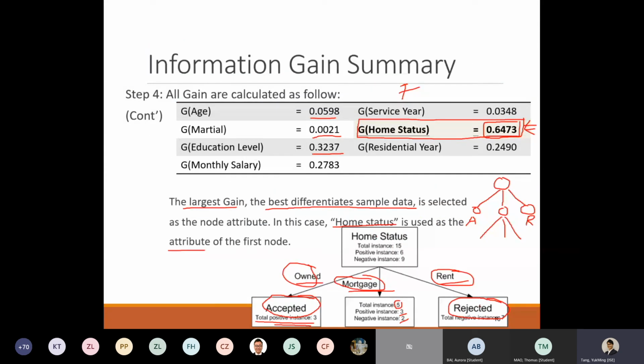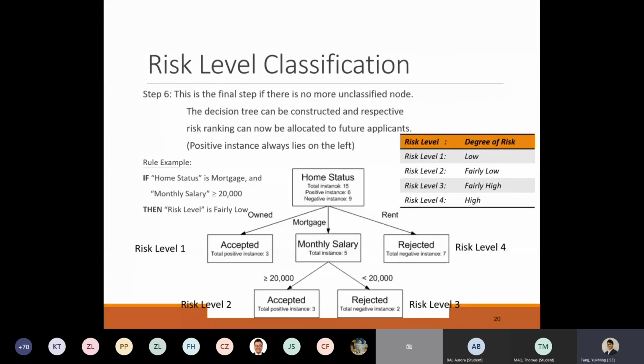Based on this entropy, we can further move back to the previous slide. You already got the home status divided into 3 different leaf nodes. We have the home status as the root, and we divide it into 3 different groups: owned, mortgage, or rent. For the customers who own the flat, all of them will be accepted by the bank. For those customers who rent the flat, the bank will reject their application. And for the customers with a mortgage, there are 5 customers, and we cannot make the decision yet.